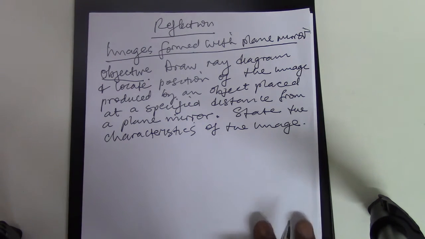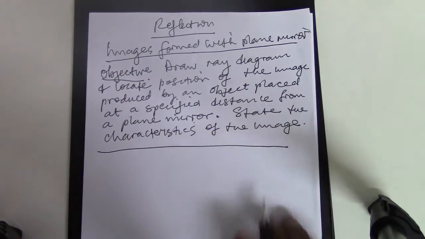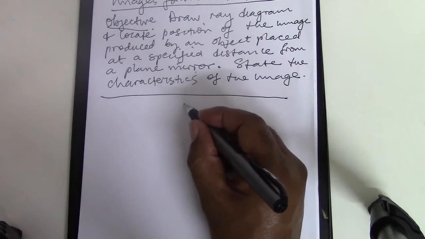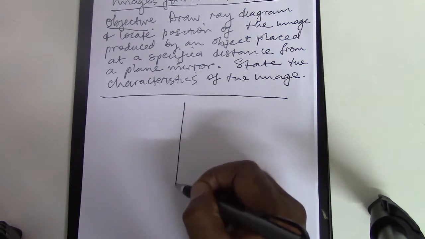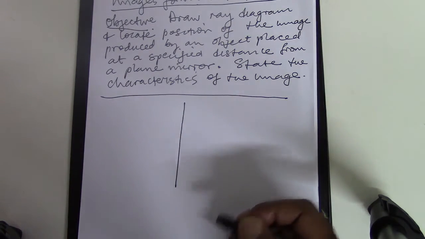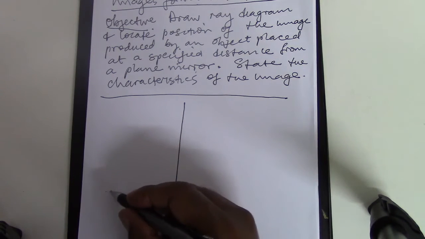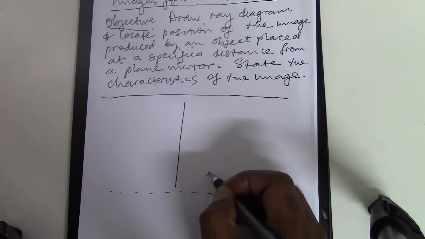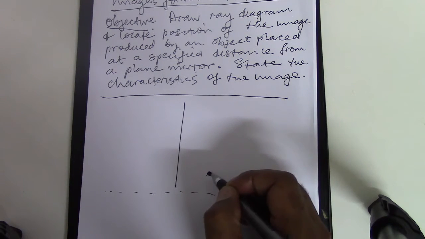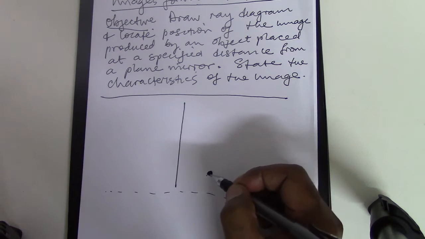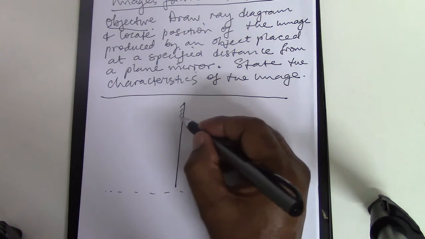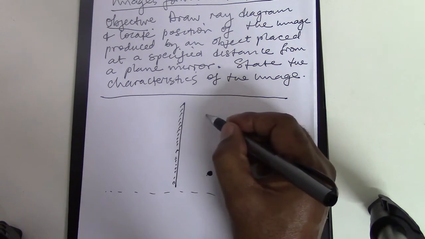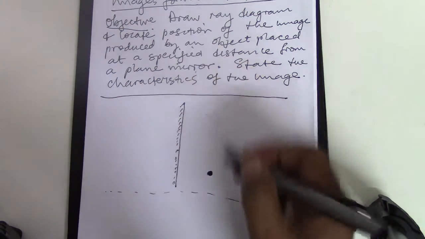Now, I'm going to start with a diagram. We go straight to what we are discussing. Let's suppose we have a mirror here, located vertically, and this is my horizontal. Let's suppose I have an object at this position, which I'm going to put as a dot. This is the reflective surface, and this is the back of the mirror.